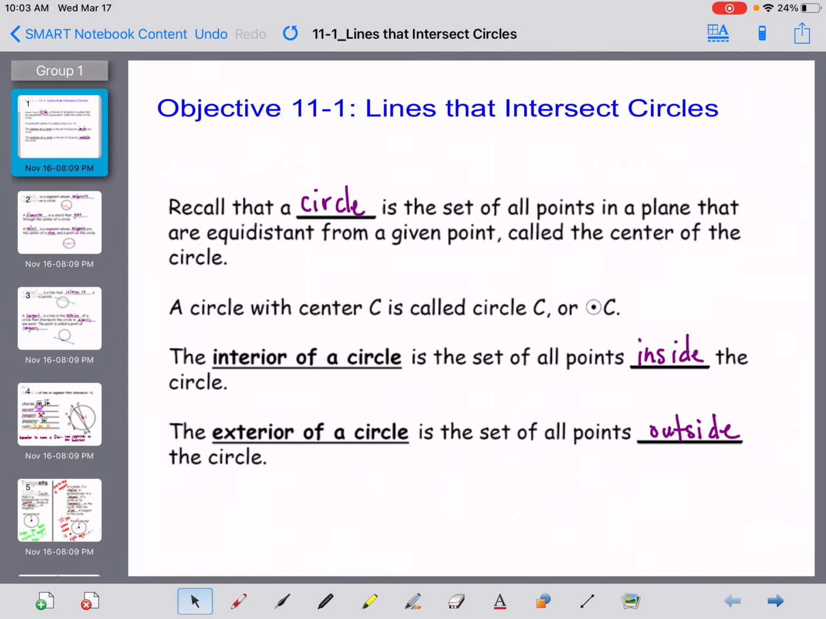All right, so now we're going to begin our unit on circles. This is a pretty big unit. There's also lots of formulas. If you're just taking the class, you're not going to have to remember the formulas.